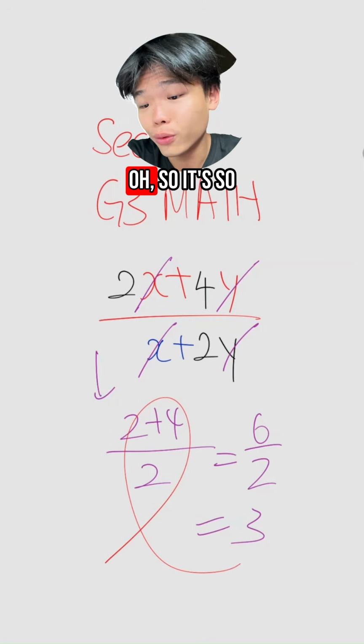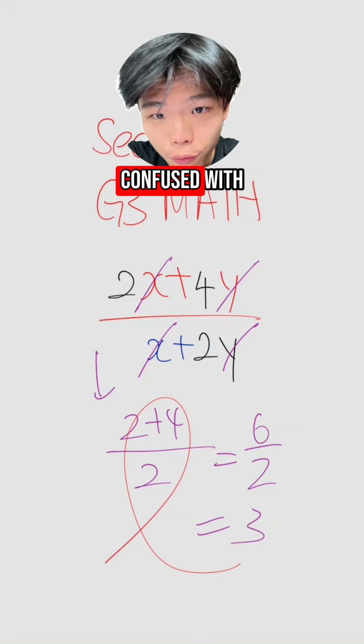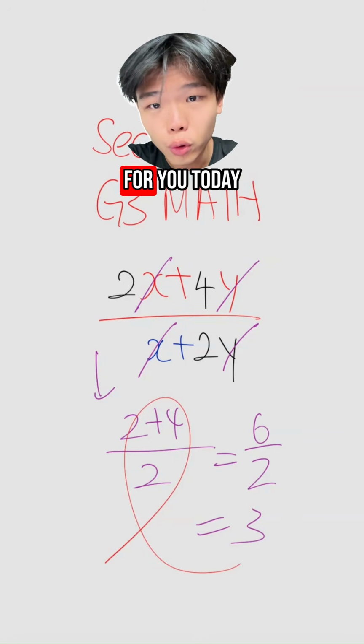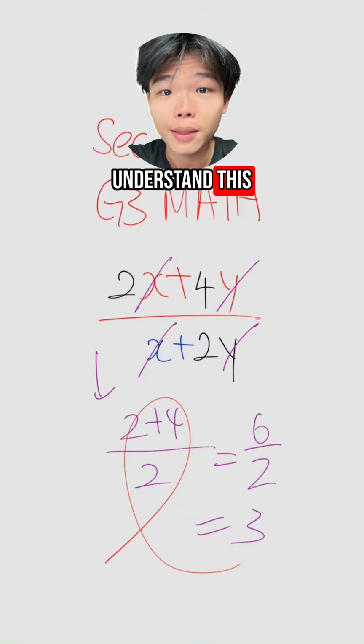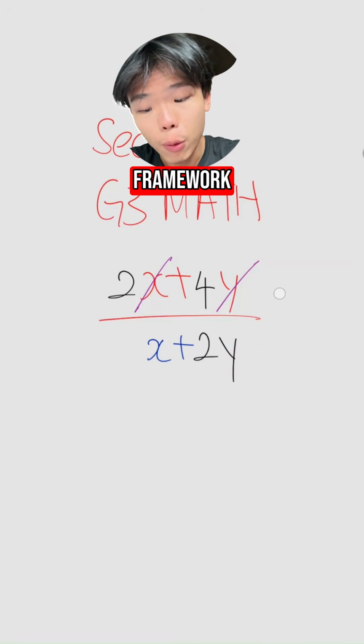And you might think, it's so simple, right? How can people make this type of mistake? A lot of students are still very confused with this concept, so I want to break it down for you today and make sure that you really understand this moving forward. So how do we simplify a fraction like that? It all comes down to a framework of steps, okay?